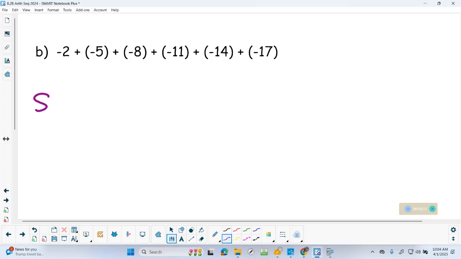I'm gonna use the formula. I'm gonna do a quick count, 1, 2, 3, 4, 5, 6 terms this time, so we're doing the sum of the first 6 terms. And of course your formula, it's the first term, -2, plus our last term, -17. All right, I'll let you punch that in however you want. Let's get a final answer. -57, got it.